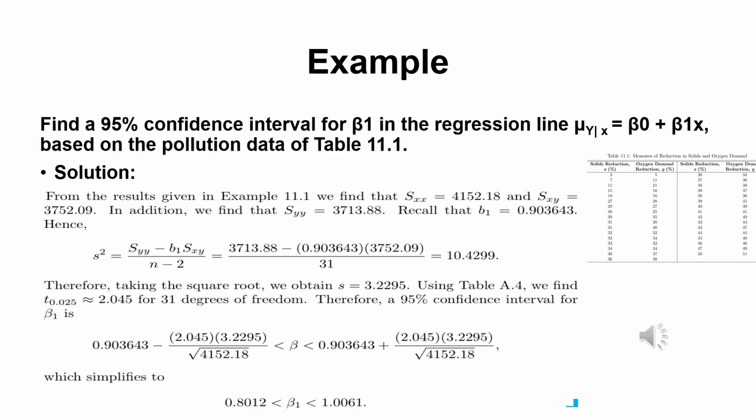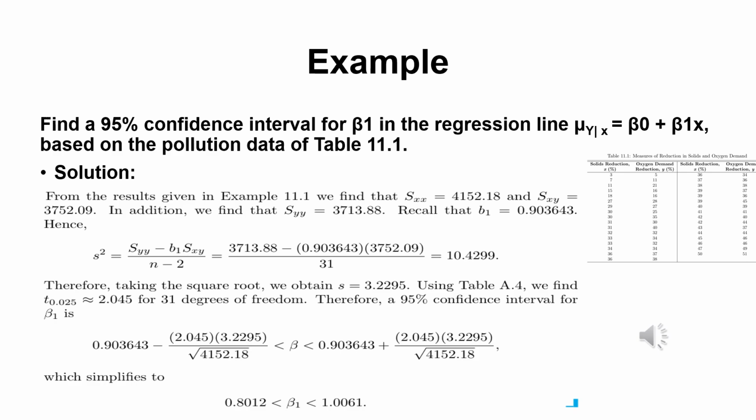First, we compute the mean squared error. s squared equals S_yy minus b times S_xy, divided by n-2. That gives 10.43. Taking the square root, s equals 3.2295. Using a t-table with 31 degrees of freedom, t_0.025 is 2.045. The 95% confidence interval for beta is b plus or minus t times s over root S_xx. This simplifies to an interval from 0.8012 to 1.0061.